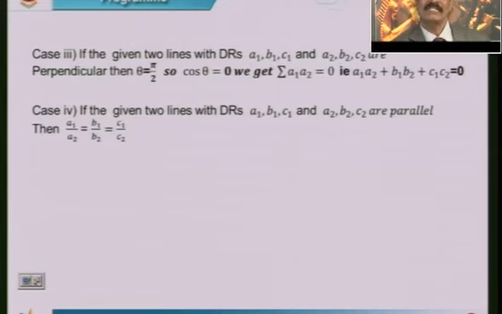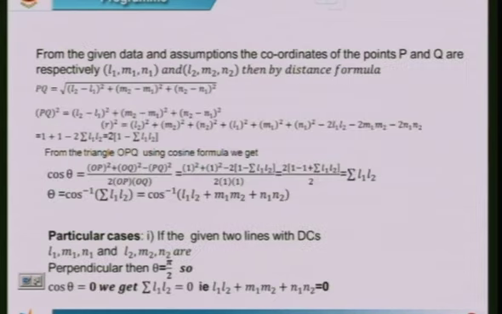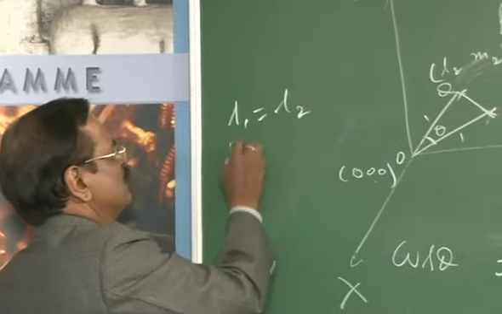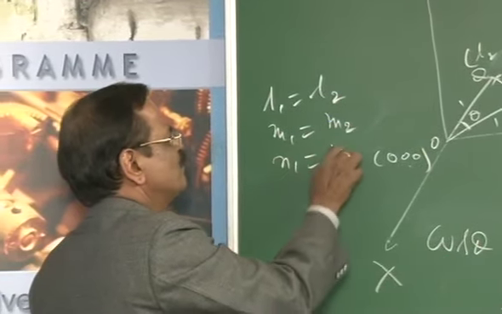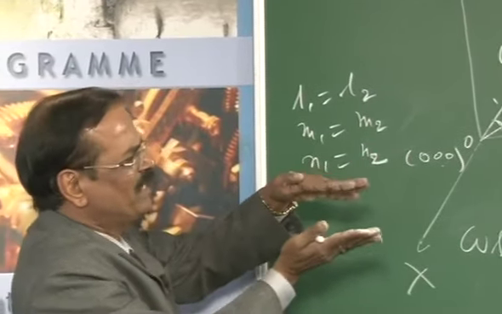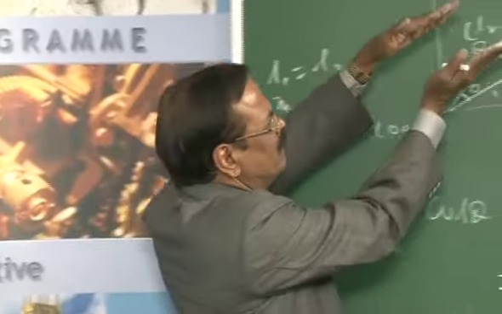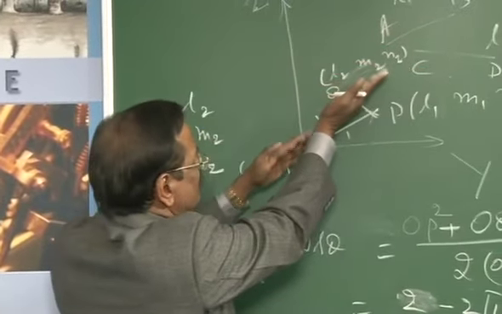Similarly, suppose the 2 lines are parallel, then the direction cosines are equal, that is L1 equal to L2, M1 equal to M2, N1 equal to N2. A separate proof is there. We can prove it because when the lines are parallel, they have the same direction. So when we draw lines parallel to these two through the origin, they will just coincide like this.